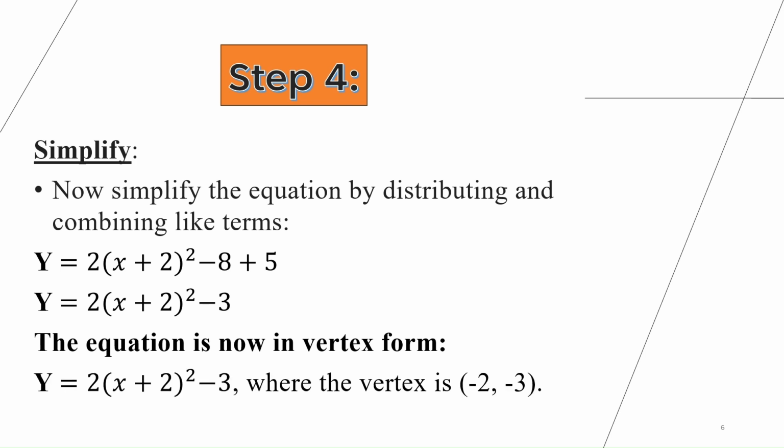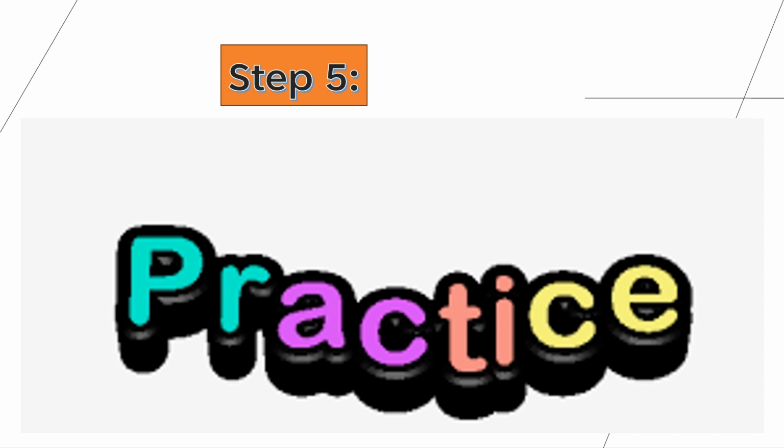The equation is now in vertex form. So y equals 2 bracket x plus 2 close bracket all squared minus 3, where the vertex is -2, -3. Step 5, you have to practice problems that do completing the square with vertex form.